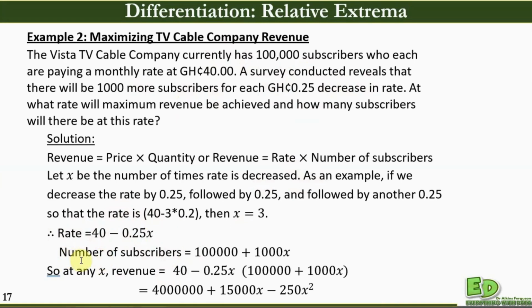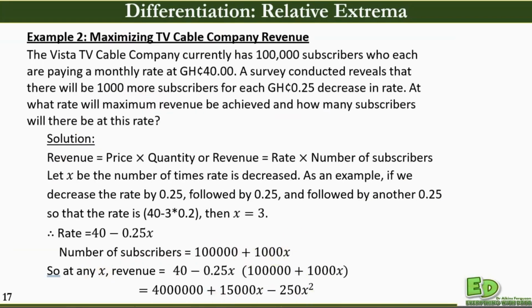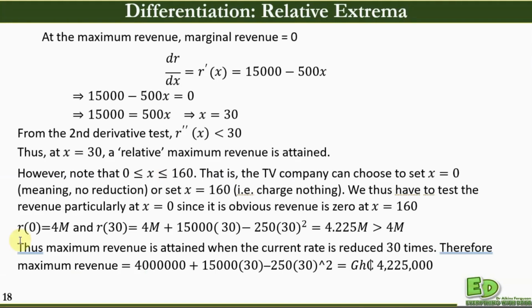And then we have the number of subscribers, which is also representing a quantity, right? They are saying there are 100,000 subscribers, and if it is reduced by 0.25, we have 1,000 more, right? So it is 100,000 plus 1,000x. Okay, so we can find a revenue function, which is price times quantity. Multiply this by that, and that will give us this function over here, right? The next thing is to find the maximum revenue. What do you do to get the maximum revenue? You are going to differentiate the function that we had earlier, i.e. this function over here. The differential of this total revenue function gives us what?